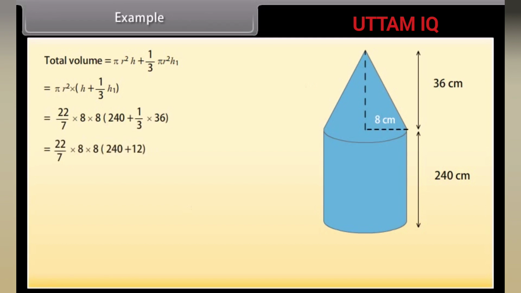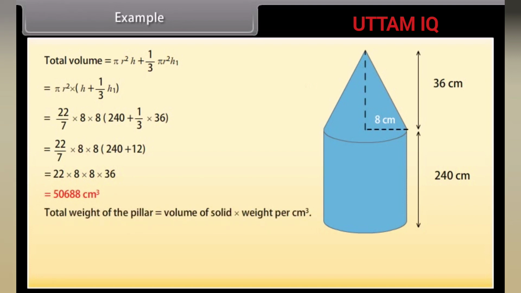Solving this, we get total volume is equal to 50688 cm cube. Now total weight of the pillar is equal to volume of solid into weight per cubic centimeter. This is equal to 197683.2 grams or 197.6832 kilograms.